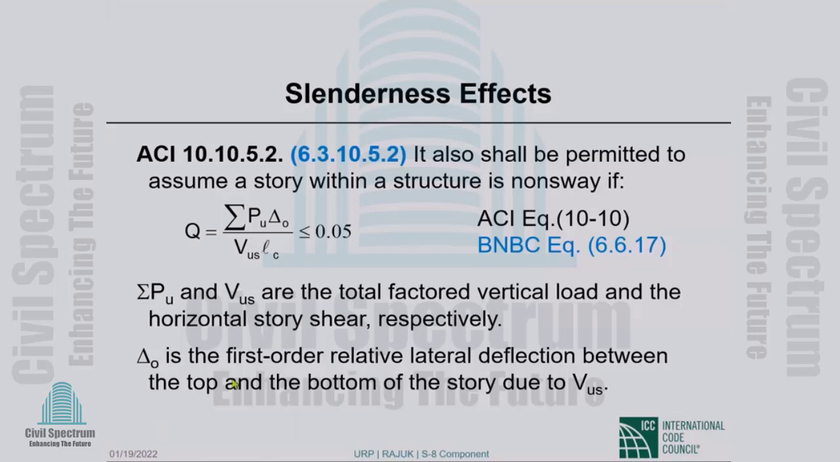Delta sub 0 is the first order relative lateral displacement between the top and bottom of the story due to V sub US. L sub C is center to center column height. This is not the unsupported height. Okay, this is center to center of the floors. Anyway, so this is another way of approaching braced versus unbraced.